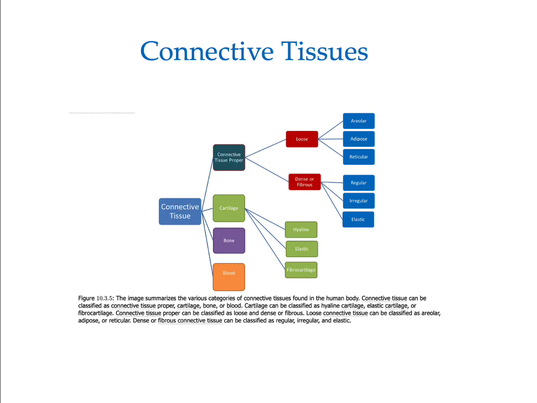Here's a flow chart of the different kinds of connective tissue. So we have very many subcategories. We have connective tissue proper that could be loose or dense, and then its varieties of each. And then other types of connective tissue: cartilage, bone, and blood. And you'll see that cartilage has three main categories.